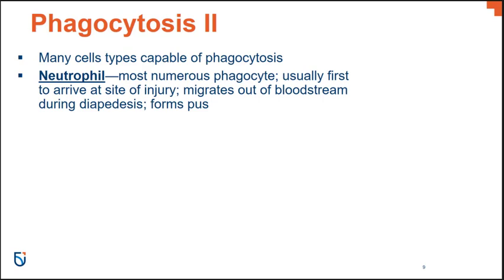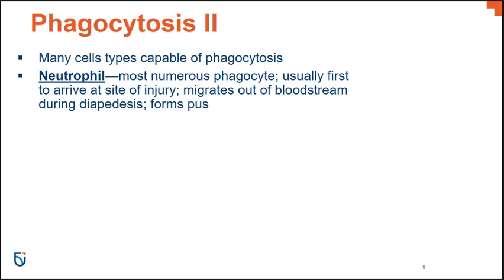Many cells are capable of phagocytosis, but the most numerous is the neutrophil. And this is the cell that's usually the first to arrive at the site of injury. Think back to our image a couple of slides ago, and it will migrate out of the bloodstream through the process of diapedesis. In addition, neutrophils are involved in the formation of pus.